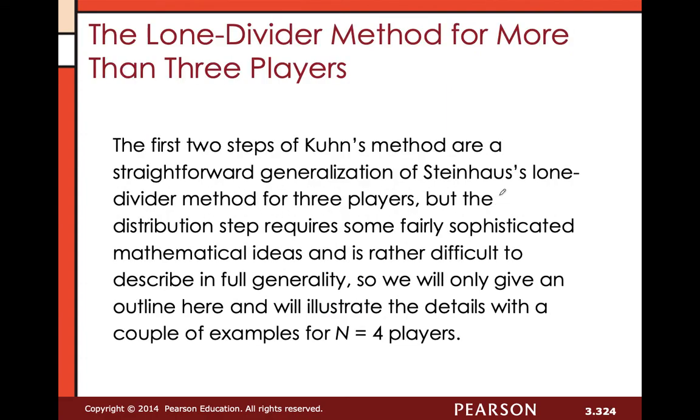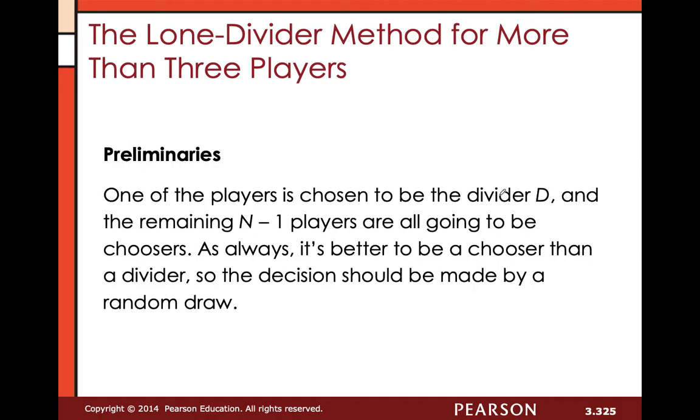Okay, so now, continuing on that, like I mentioned, it wasn't until later that we had a generalization for it. So for a little while, in fact, I think it was a couple of years' time, Steinhaus's lone divider method was for 3 players. Kuhn was able to generalize it to more than 3 players. Now, the more that there are, the more difficult it gets. So we're only going to give kind of a basic outline here that's going to illustrate the details with a couple examples where there's 4 players.